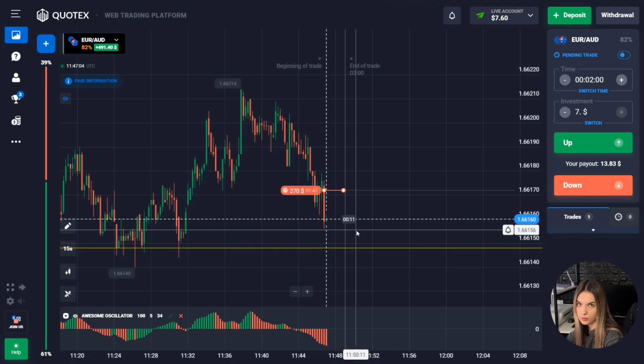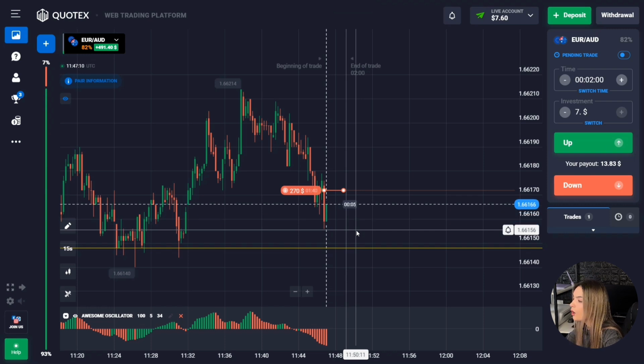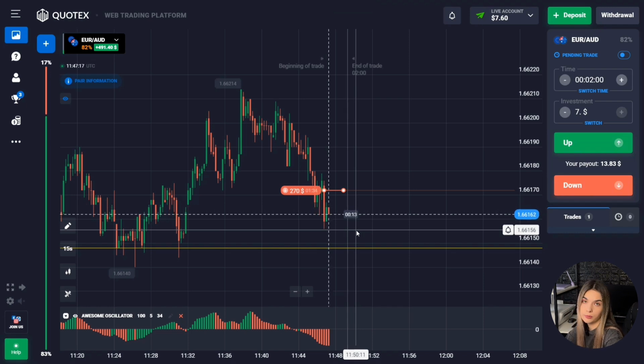I hope that 2 minutes will be enough in this situation, since we see that the price has been moving down quite confidently lately. Also, of course, there are pullbacks up, and I think with all of these movements the 2 minutes will be quite enough. So guys, let's wait for the result.